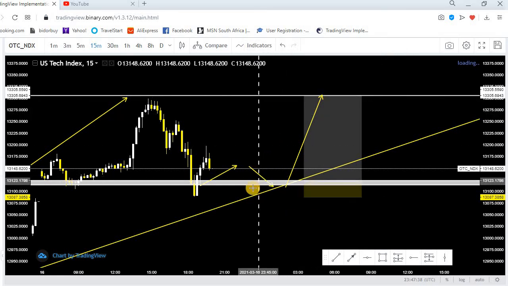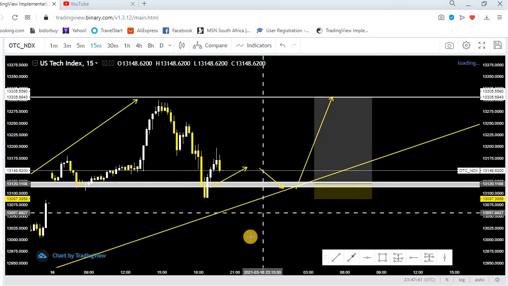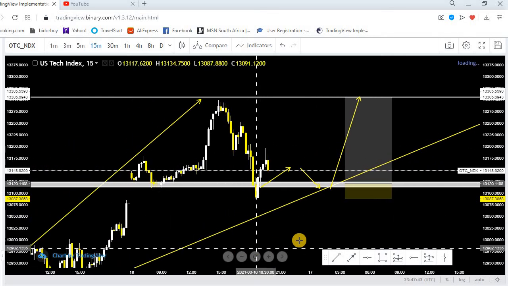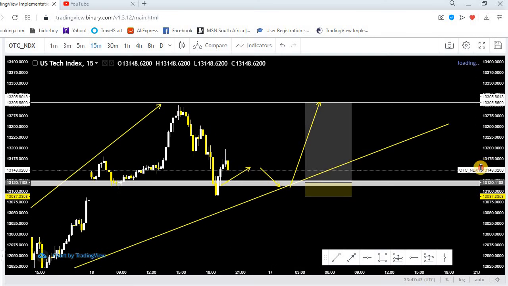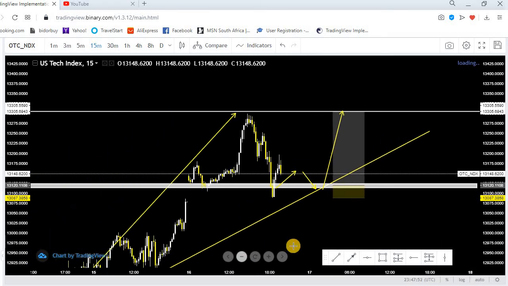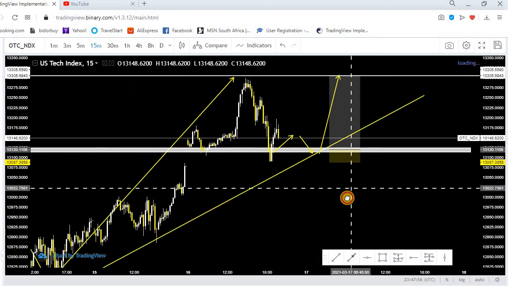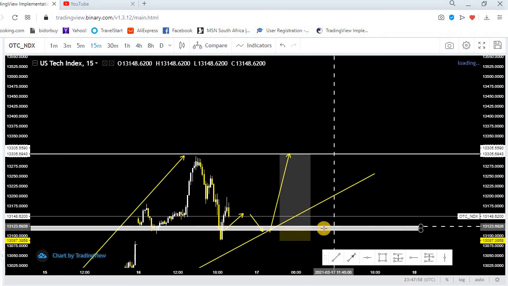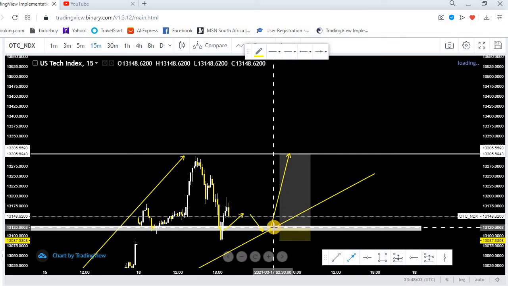So this move, we're expecting this move tomorrow at 4:30 South African time. That's the time when Nasdaq is volatile. So this is what happens. And if after touching this trend line, they're expecting a buy.